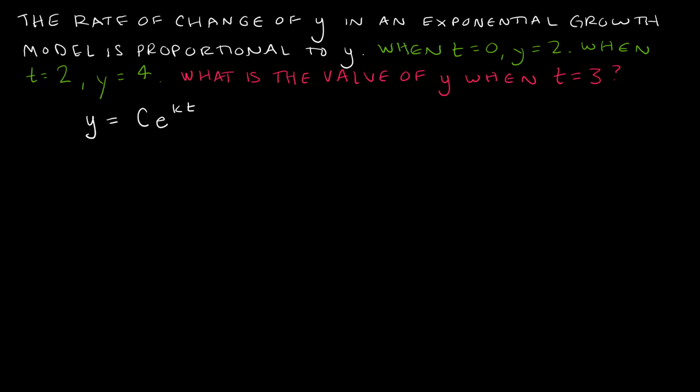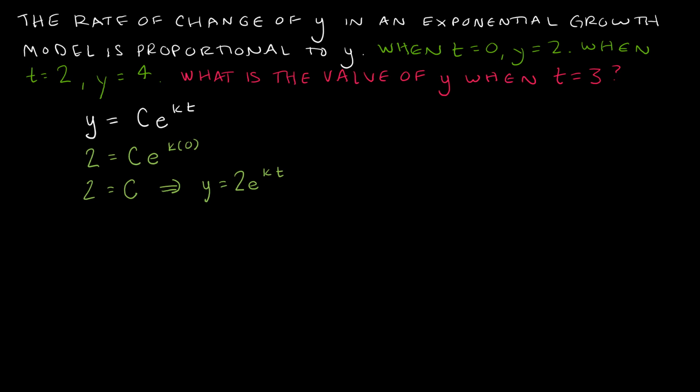Now the stuff in green says when t is 0, y equals 2, when t is 2, y equals 4. So how does this help me? Well, when y is 2, then t is 0. So that tells me that 2 is equal to c, and then e to the k times 0 is just e to the 0, which is 1. So that tells me that c is 2. And then when t is 2, y is 4. So essentially this tells me now that I have y equals 2e to the kt.